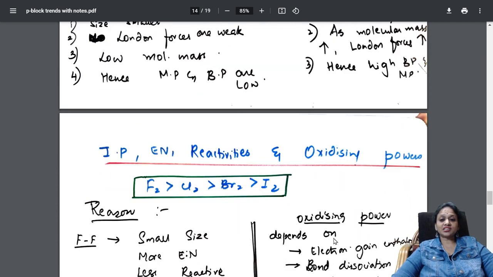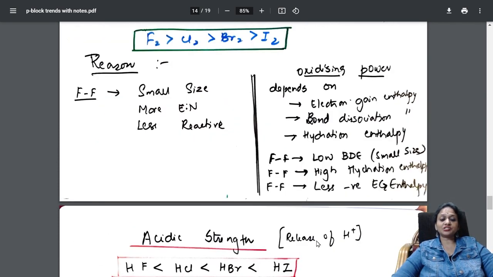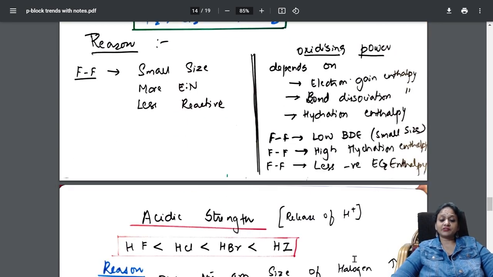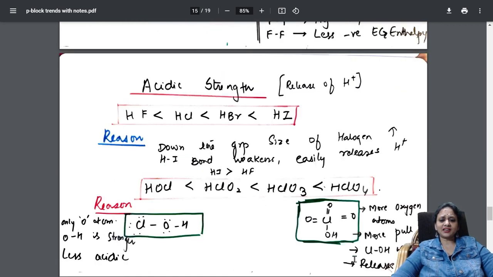Slowly, I took you into the next property, that is ionization potential, electronegativity, oxidizing power. What is the reason when all the trends are in the same direction? All right. Reasons are also mentioned here. Very important. Please note it. Everything is clearly explained line by line here.